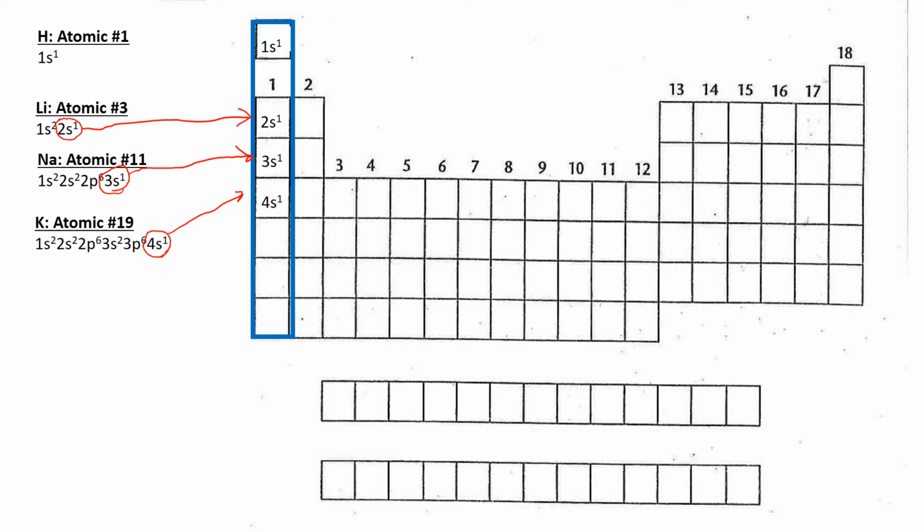All right. So hopefully you're starting to see the pattern already. Everything here in column 1 ends with 1 electron in the s sublevel.